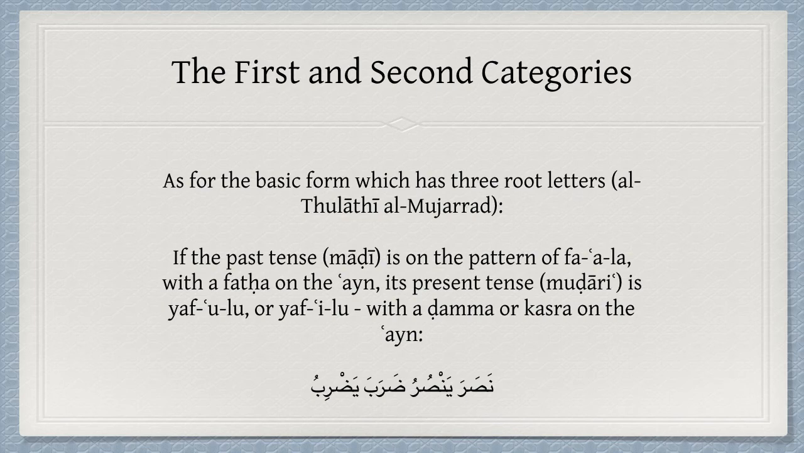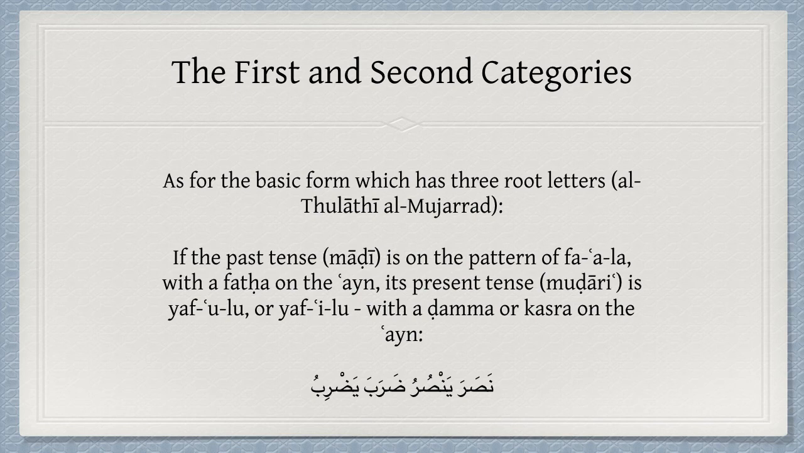Number 2, fathu kasrin. In the past there's a fatha, in the present there's a kasra. Daraba yadribu, as we can see here. And number 3, in the past and the present there's a fatha, so fa'ala yaf'alu. So the first 3 so far, you say number 1, fathu dhammin, fa'ala yaf'ulu. Number 2, fathu kasrin, fa'ala yaf'ilu, daraba yadribu. Number 3, you say fathatani, so fa'ala yaf'alu. So that's the first half of the poem: fathu dhammin, fathu kasrin, fathatani.